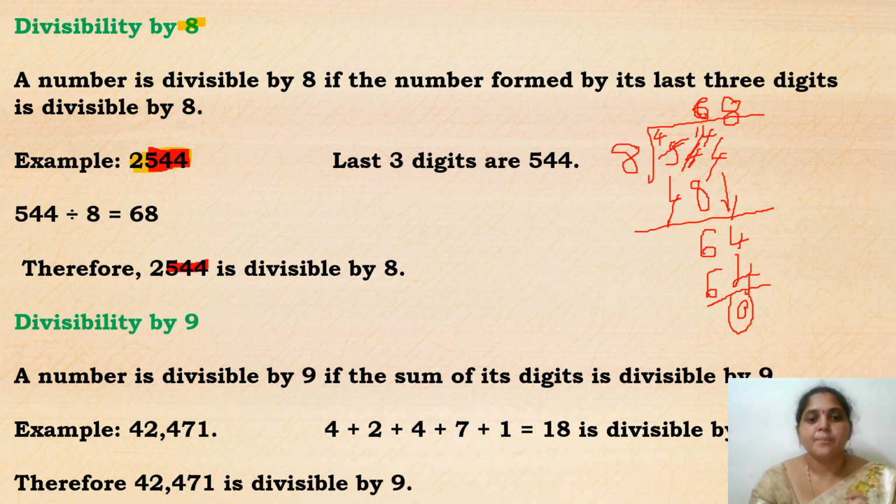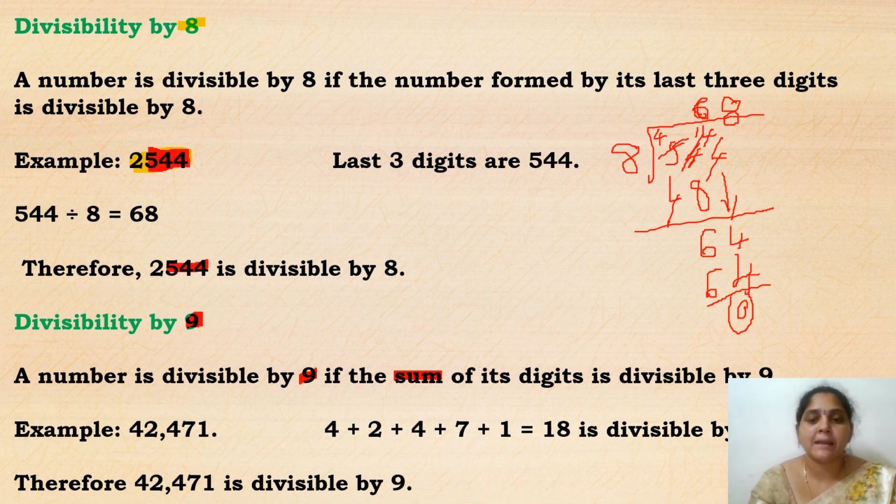Now we will check the divisibility rule for 9. For 9, it is the same as 3. What are we doing in the divisibility rule for 3? Adding all the digits in the number and checking whether it is divisible by the 3 table or not. Now, in the case of 9, we will be doing the same thing. A number is divisible by 9 if the sum of the digits is divisible by 9. So, sum of the digits means you have to add all the digits in the number and check whether it is divisible by 9 or not.